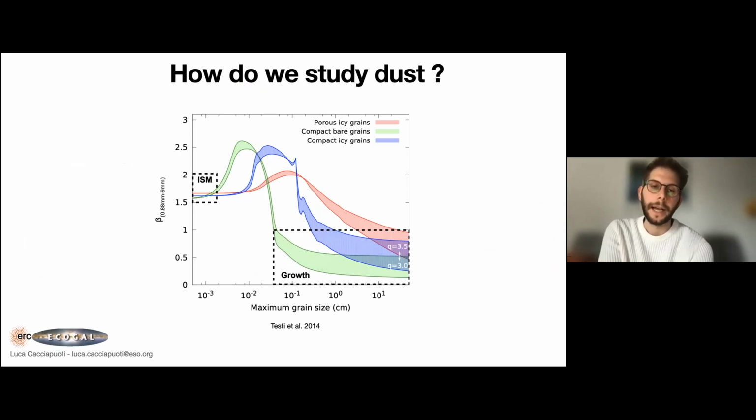In 2014. In particular, given a certain geometry and a certain porousness of your grain, a beta of about 1.6, 1.7 is typical of interstellar medium dust grains, while betas below 1 imply a certain amount of growth. In fact, here on the x-axis you have the maximum grain size. And when your beta goes below 1, then you start having grains of a millimeter or even a few centimeters. So we want to get beta to learn about the grain sizes especially.